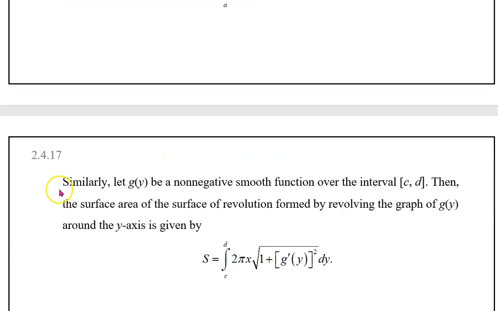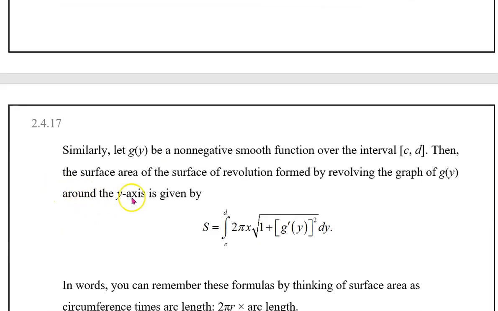Now, we can think of this in a different way if we're going to write it as a function of y instead. If we let g of y be a non-negative smooth function over the interval from c to d, where c to d are y values, then the surface area of that surface of revolution will be formed by revolving the graph of g of y about the y-axis instead, and it's given by the formula, the integral from c to d of 2 pi x times the arc length formula expressed in terms of the y variable instead.